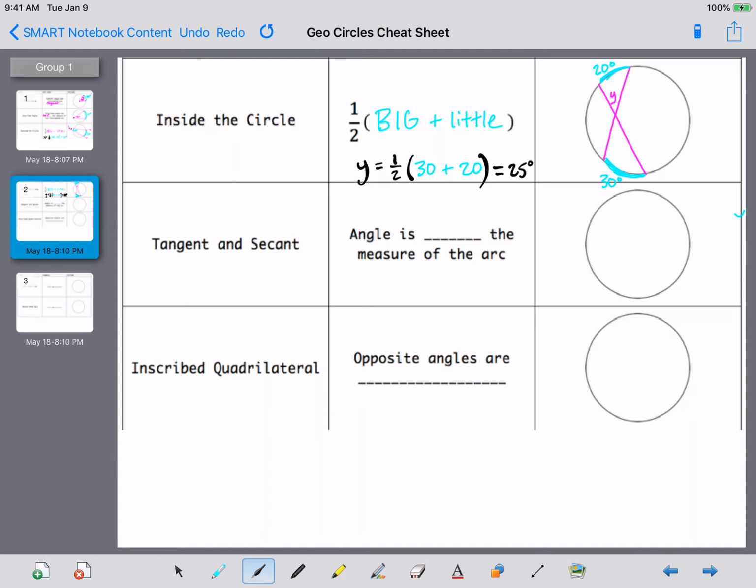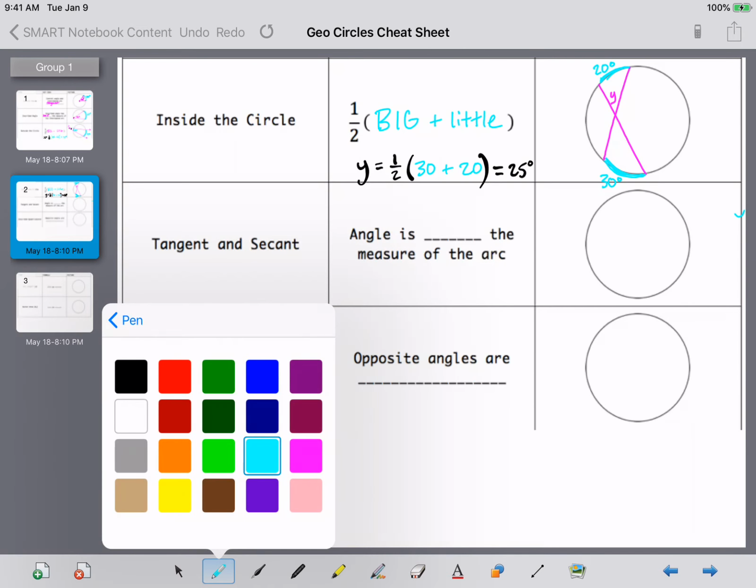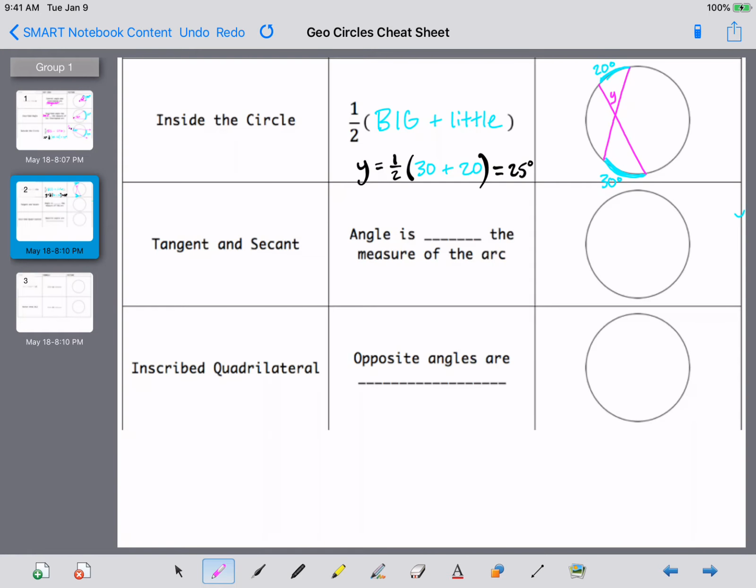All right, let's look at our next problem here. If you have a tangent line, so remember a tangent line just touches the circle on the edge, so let's say we have this tangent line here. And then a secant line goes through the circle. So then let's say we've got the secant here.